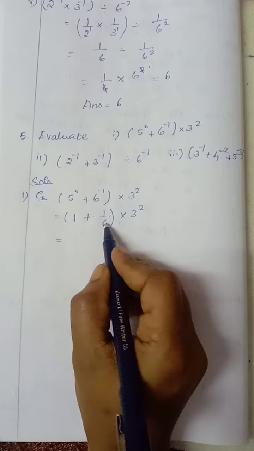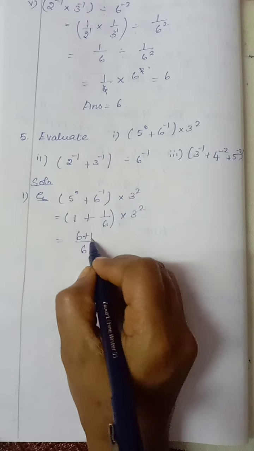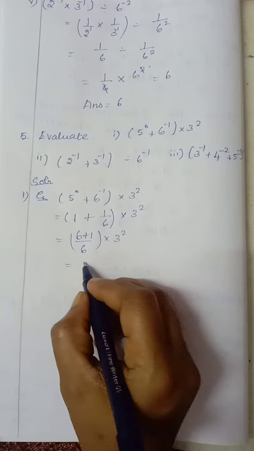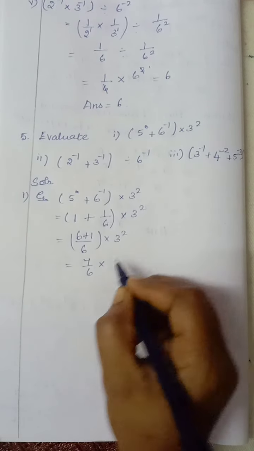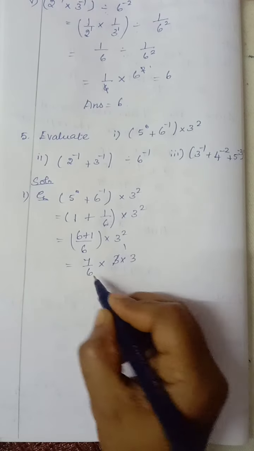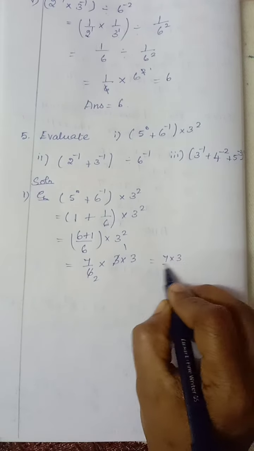So which is equal to now addition, 2 numbers. How do you add 2 numbers? LCM. The LCM is 6. So cross multiply 6 plus 1 into 3 square. So which is equal to 6 plus 1, 7. 7 by 6 into 3 square mean 3 into 3. So now we can cancel 3, 1 is 3, 3 2s are 6. So which is equal to 7 into 3 divided by 2.